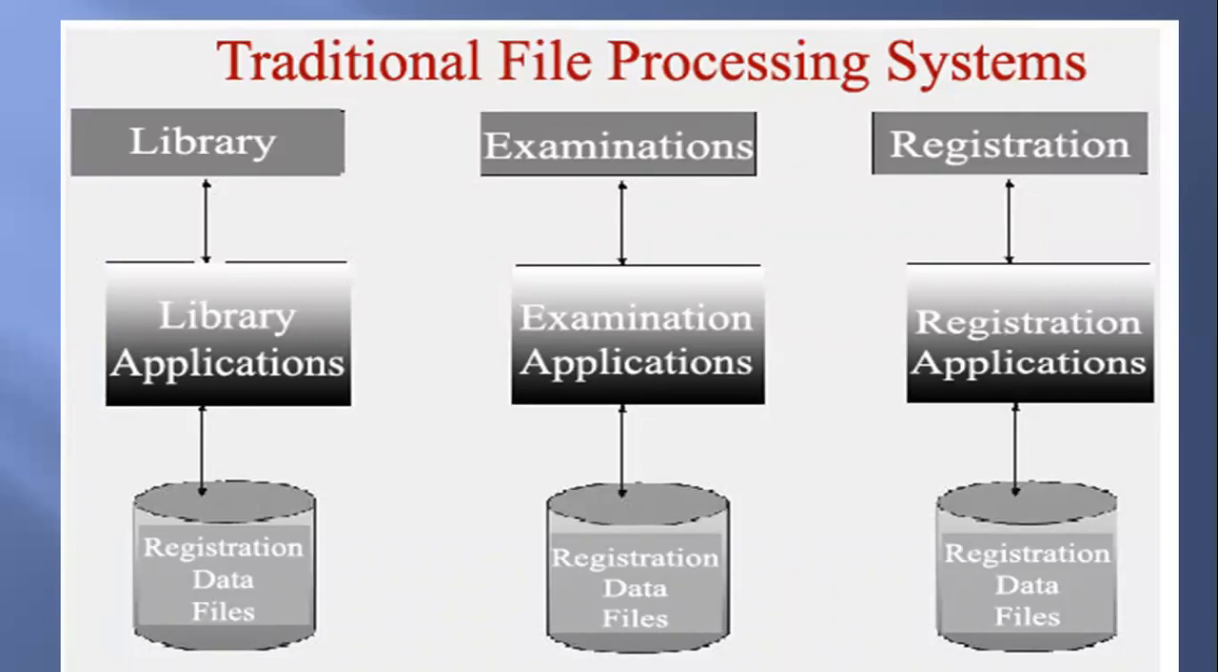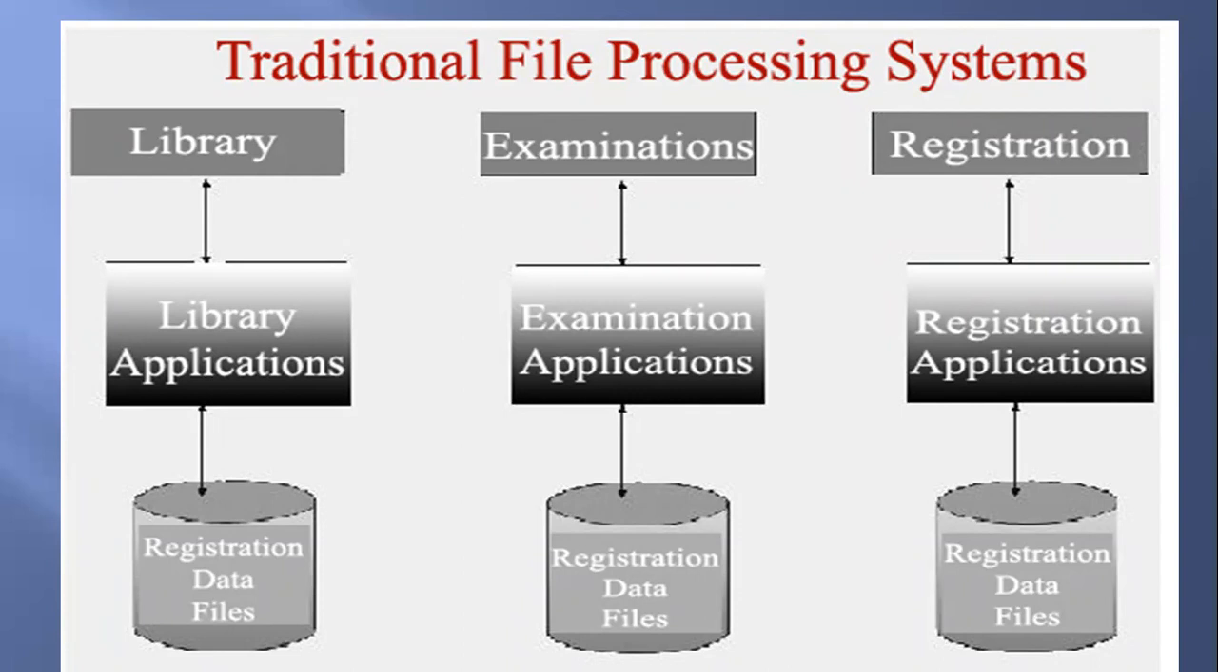We can see we have three different departments: library, examination, and registration. Each department has its own database application. As we can see, the library application program and files maintain the records, just like the registration data and files. So it means the data and program depend upon each other, and due to this, any change in one file will affect the other file too. So we can see program and data are dependent on each other.